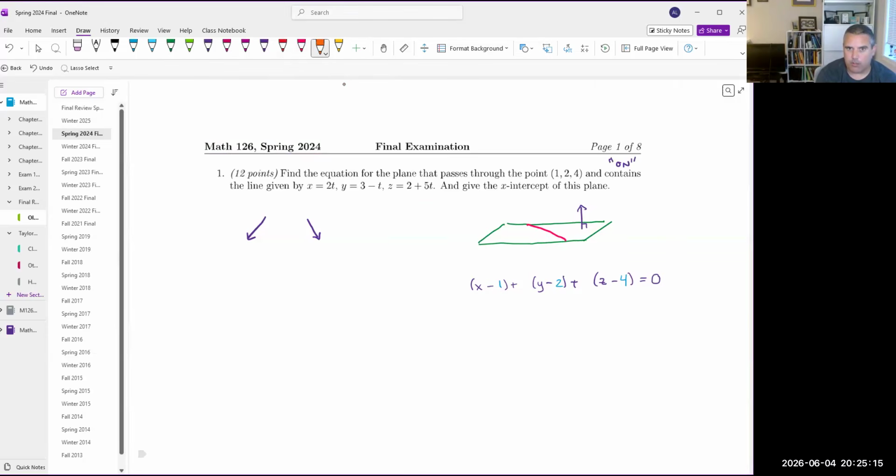And when you read a plane equation, there's a couple facts you like to pull off right away. One fact is where are you starting? When t is 0, we're at the point 0, 3, 2. That point is on the plane because the line is on the plane. And then separately, we would like to have a vector that points that way. There's a vector we can get, and that's the direction vector for the line, 2, negative 1, 5.